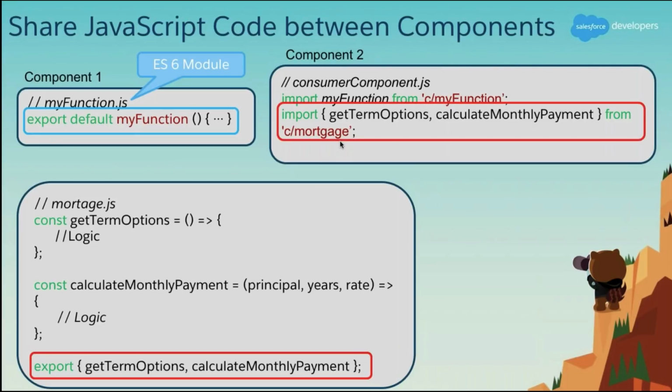Okay, this particular code. So you can see that this statement is highlighted. We are exporting from the mortgage.js, and we are using the same thing in consumer component.js. Sounds good. And one more question I have around working with JavaScript is the use of third-party libraries. How can we do that?